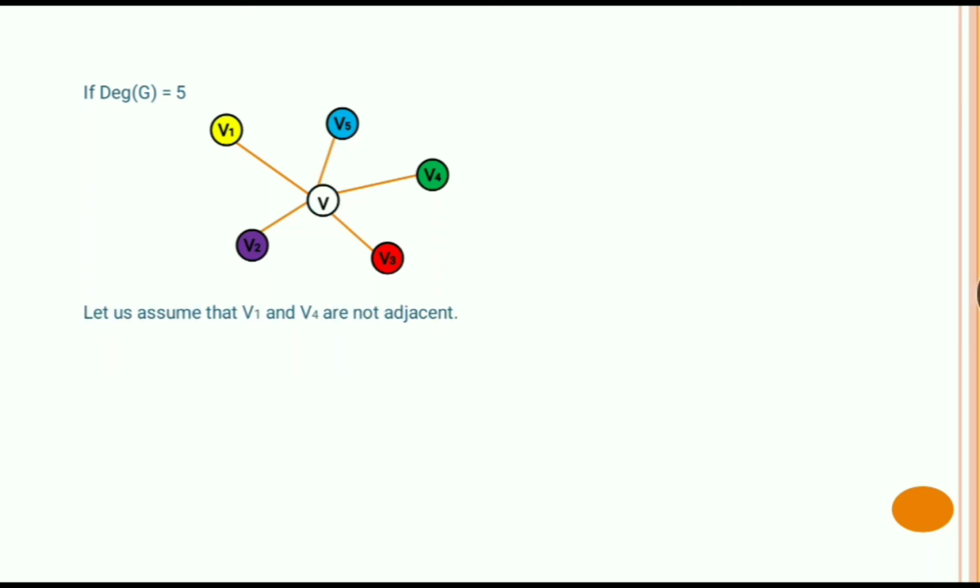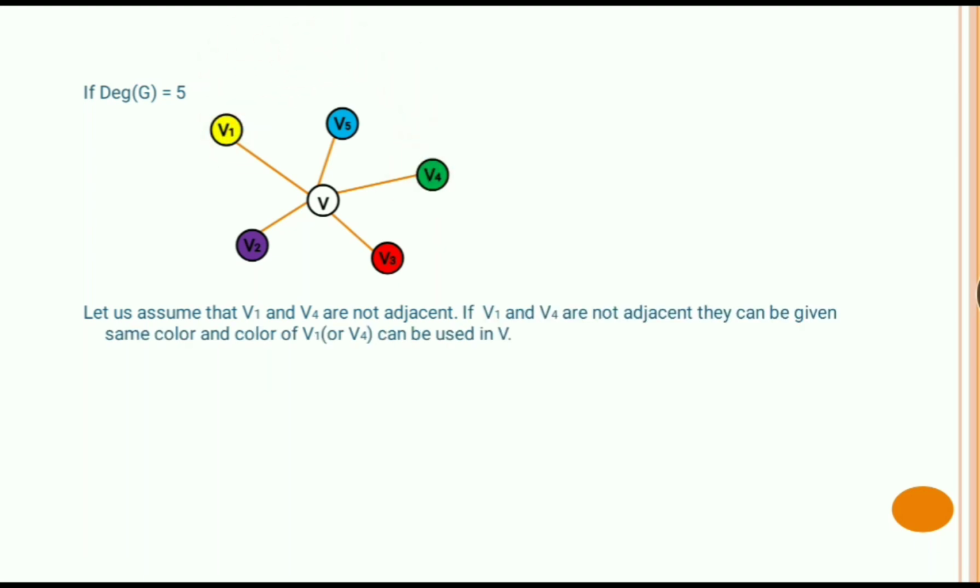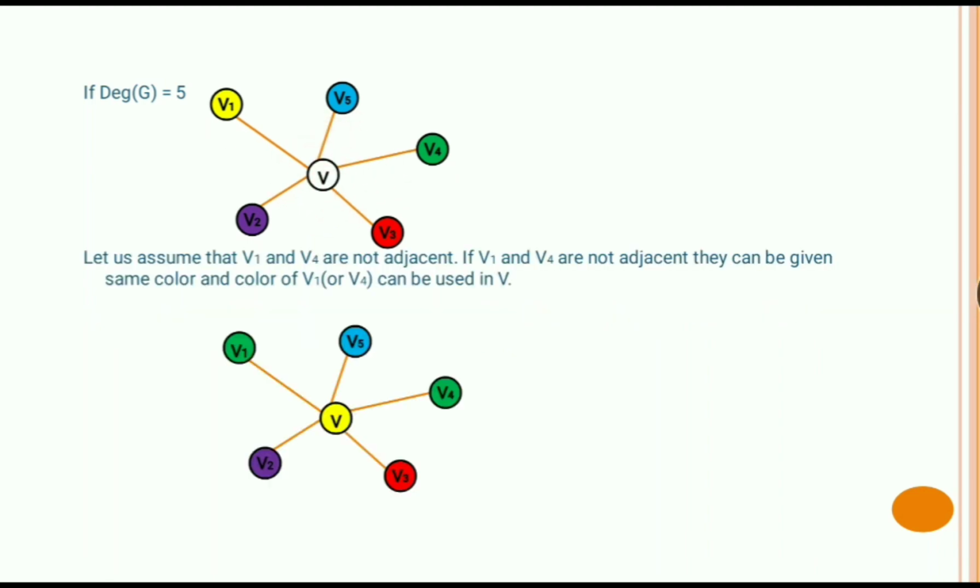Now we have to see when the degree of V is equal to 5, when all the vertices are connected to V. Then let us assume that V1 and V4 are not adjacent, that there is no path between V1 and V4. If there is no path between V1 and V4, then we can use the same color. V1 and V4 can have the same color, either yellow or green. And if I use the same color on V1 and V4, then I can use either yellow or green color on V, right? So the graph can look like this.